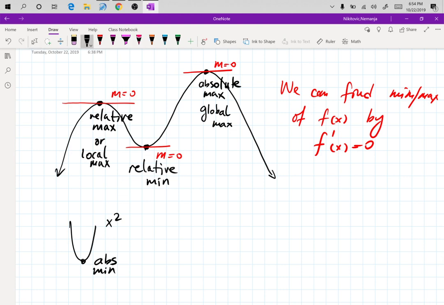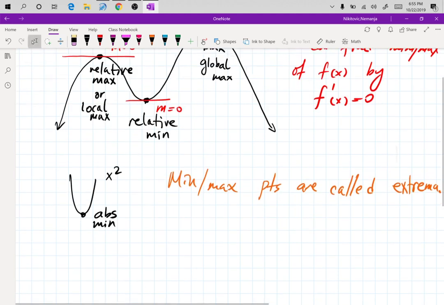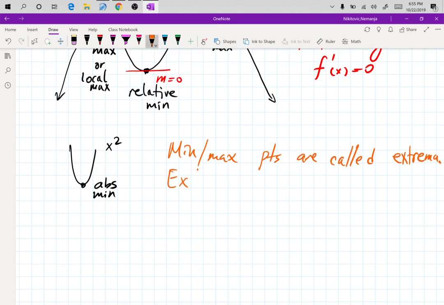So min, max points are called extrema. Extrema occur at what we call critical point. And now we are going to write the definition for the critical point.